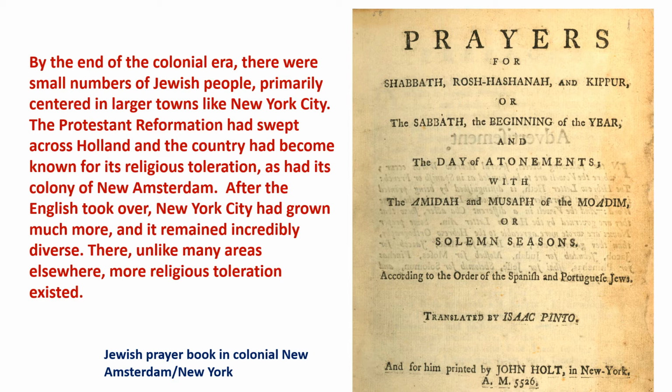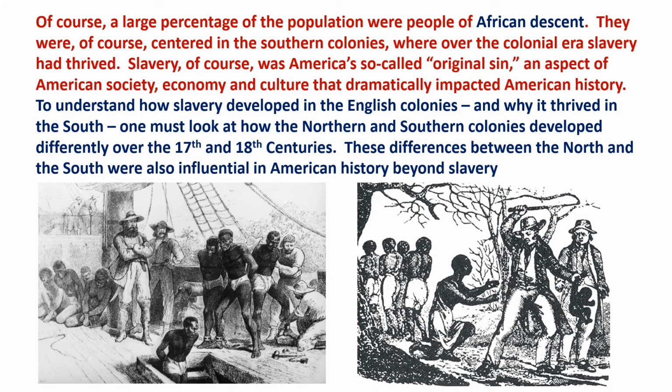The Protestant Reformation had swept across Holland, and the country had become known for its religious toleration, as had its colony of New Amsterdam. After the English took over, New York City had grown much more diverse, and there, unlike many other areas of English control, there was more religious toleration. Of course, a large percentage of the population were people of African descent.